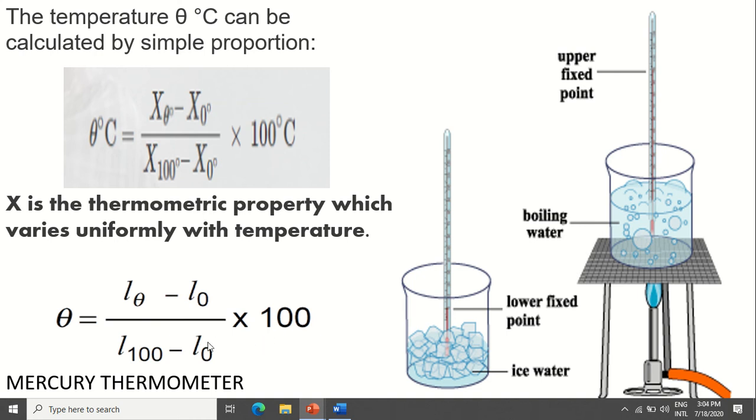So when we measure the temperature, the values should be given in the question. That means at which temperature you will determine, in that temperature what is the thermometric property? Then at 0 degrees Celsius, what is the thermometric property? And at 100 degrees Celsius, what is the thermometric property? If these values are given in the question, then easily you can determine the unknown temperature.